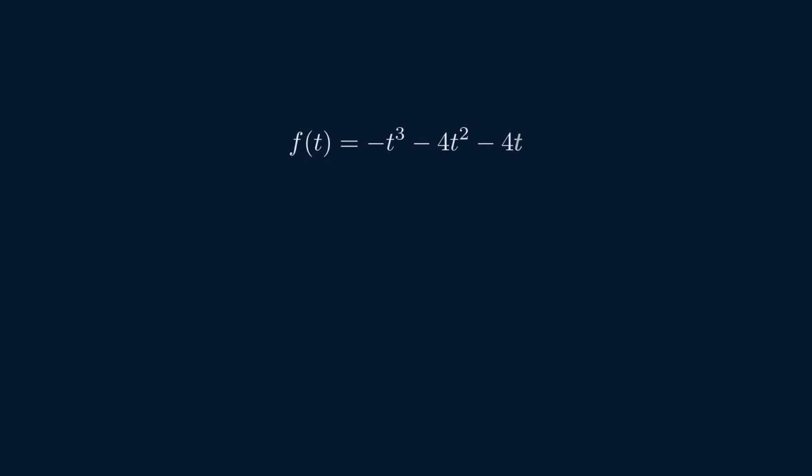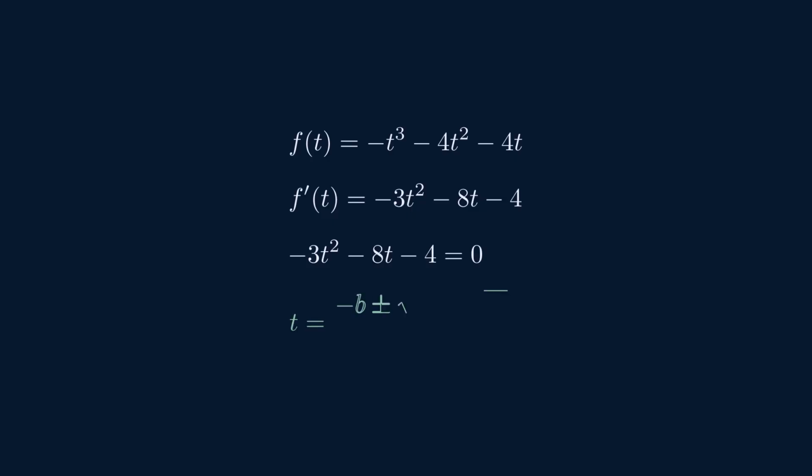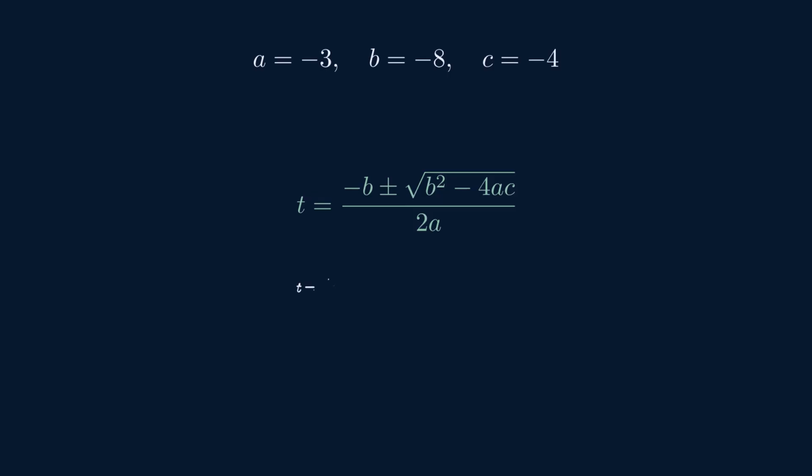From our original equation, t³ + 4t² + 4t + a = 0, we can write a = -t³ - 4t² - 4t. Let's call this function f(t) = -t³ - 4t² - 4t. To find the local maximum and minimum, we need to take the derivative of f(t) and set it equal to 0. f'(t) = -3t² - 8t - 4. We need to solve -3t² - 8t - 4 = 0.